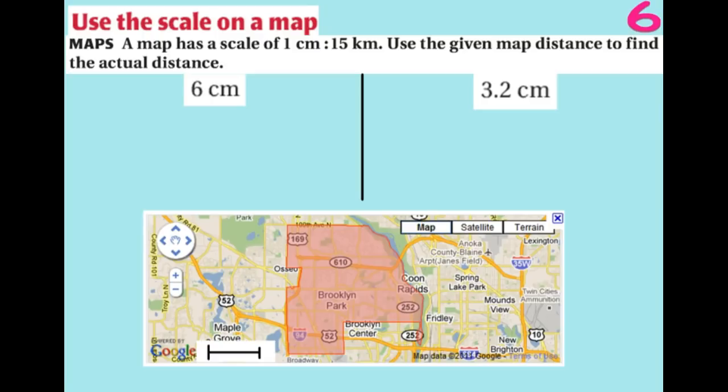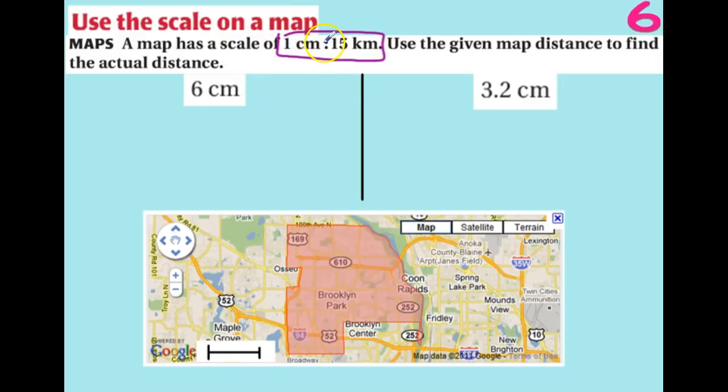Alright, our last two problems here. Oh, no, we got a couple more. Our last couple problems, these ones are both using this map. And this map is a map of Brooklyn Park, and it has a scale of 1 centimeter to 15 kilometers. Use the given map distance to find the actual distance. Now I know this is probably not to scale, but use it for demonstration purposes.